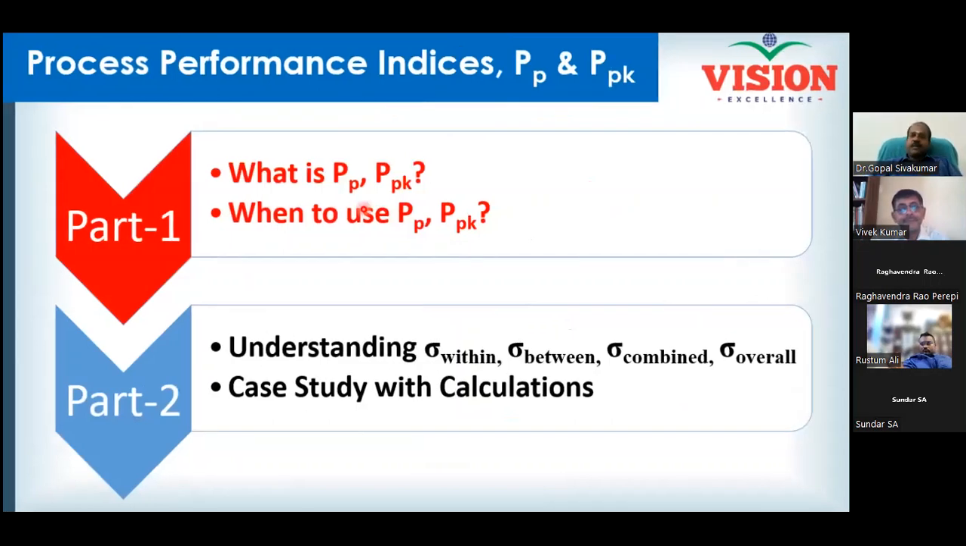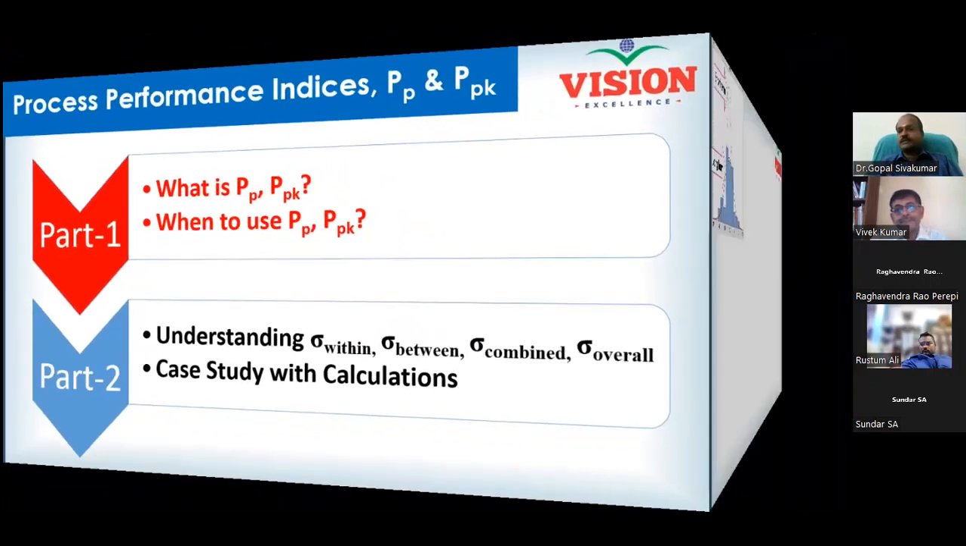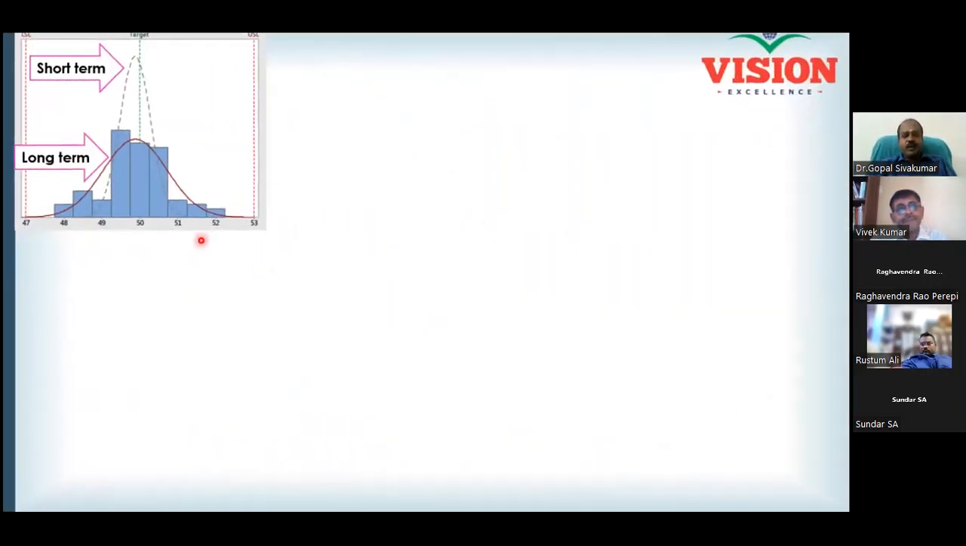So what is Ppk and when to use it, and understanding the standard deviation. See, there are 4 types of standard deviation: sigma within, sigma between, sigma combined, sigma overall. At least try to understand 2, sigma within and sigma overall, and then we will see a case study with the calculation. Look here, a process is today operating in this manner, like this dotted line.